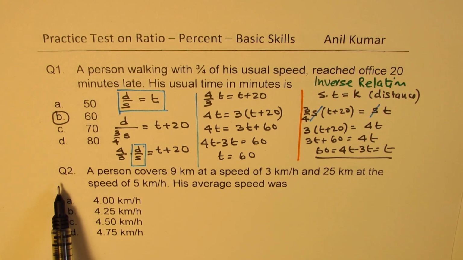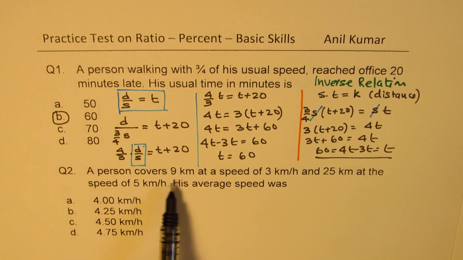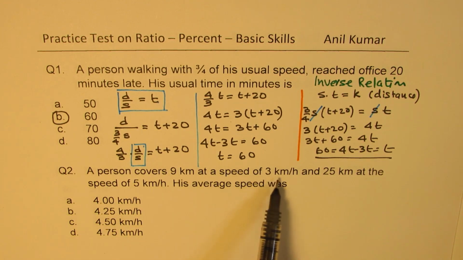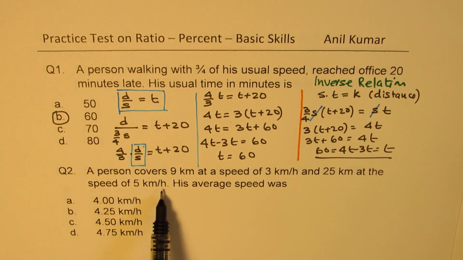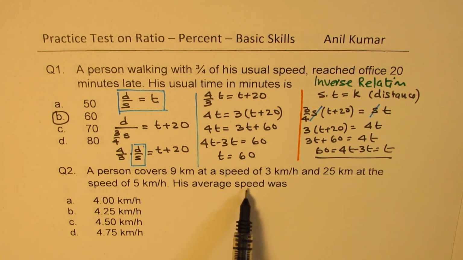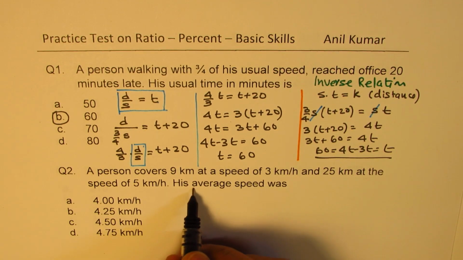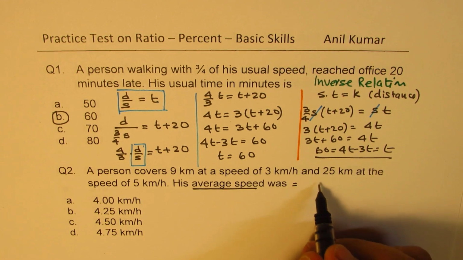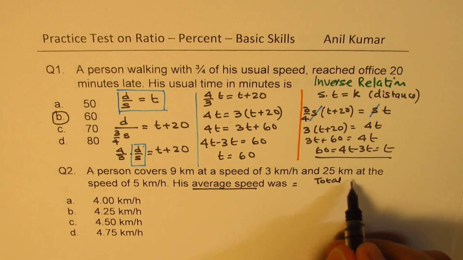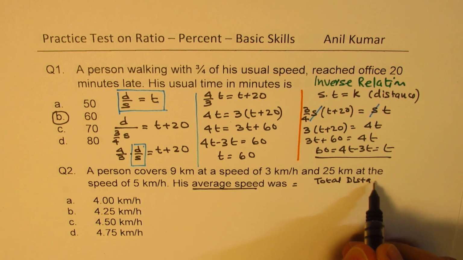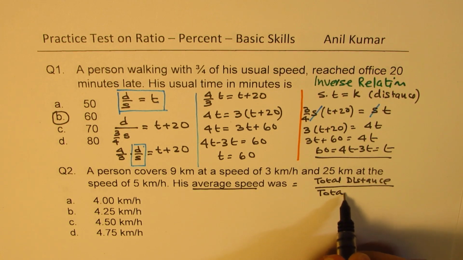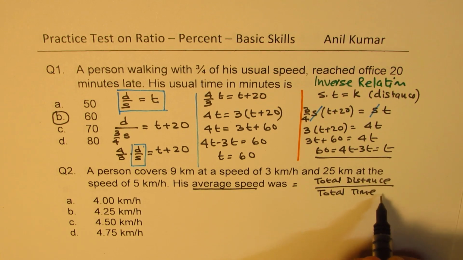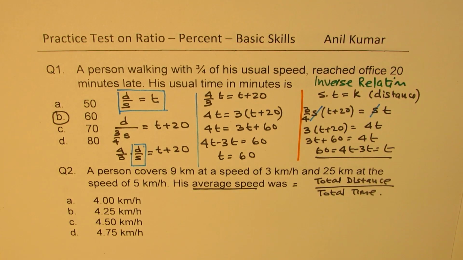Now let's look into question number 2. A person covers 9 kilometers at a speed of 3 kilometers per hour and 25 kilometers at the speed of 5 kilometers per hour. His average speed was how much, right? So when we want to find the average speed, we want to say what is the total distance, and we need to divide this by total time. Is that clear? So we need to find what is the total distance, right?